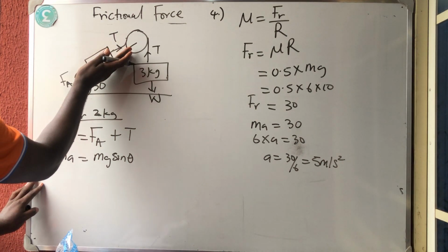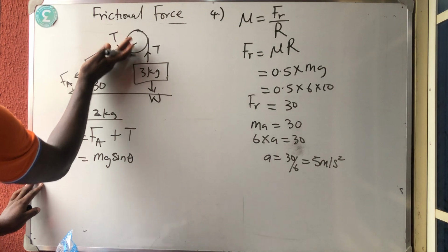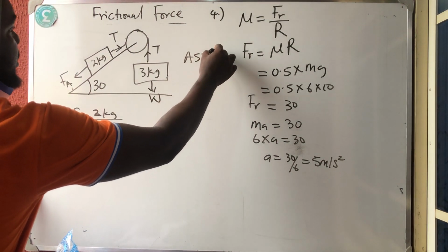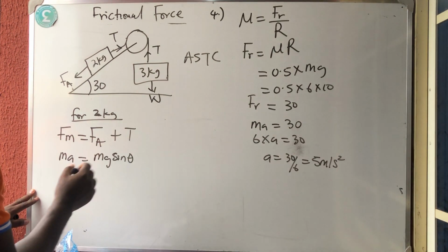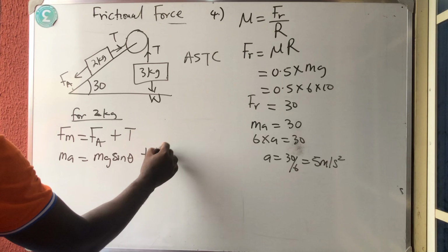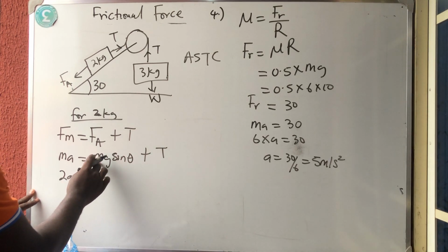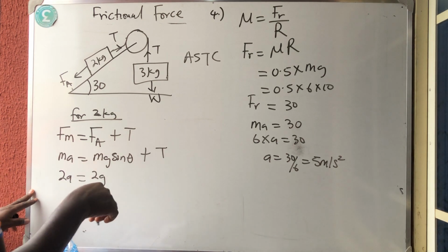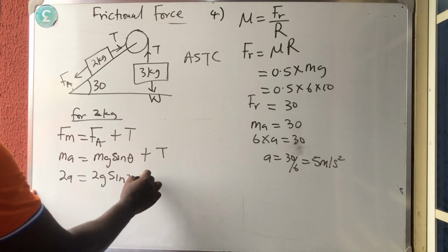I hope you know why it is sine. If you're applying this thing here, this is a vertical force. For this thing to slide down, this one will go up, so it's vertical. And vertical is opposite over hypotenuse, away from the angle, sine. So that's why I use sine. Plus the tension. So I'm going to have that 2A is equal to what? 2G. I want to use G because the option there has G. 2G sine 30, plus T.